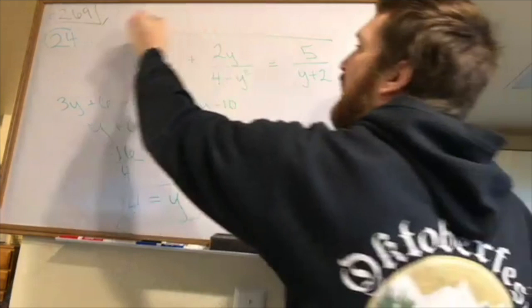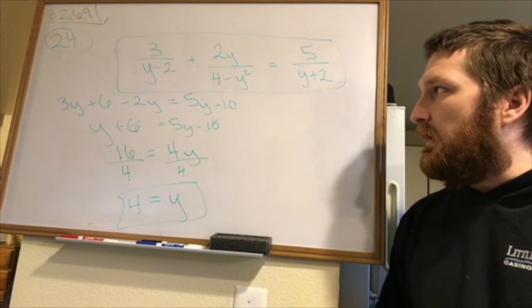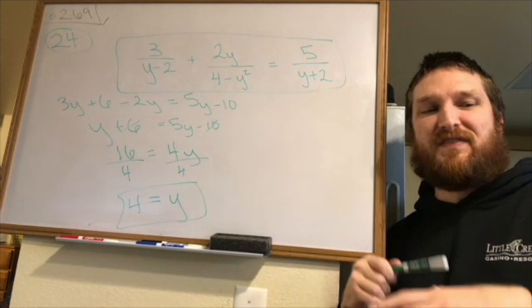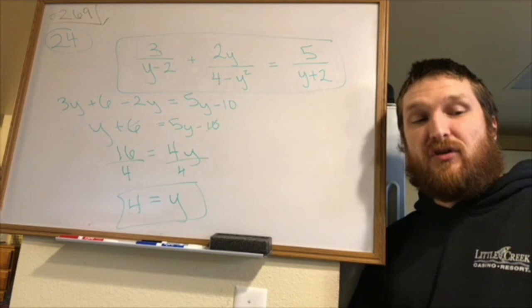I wanted to go through this one because it's tricky, right? It also introduces the idea that in order to kill denominators, which is the name of this game from now on, it behooves us to factor those denominators. Although I didn't say it as an explicit step, it's implied that your life will be much easier if you factor your denominators out completely.